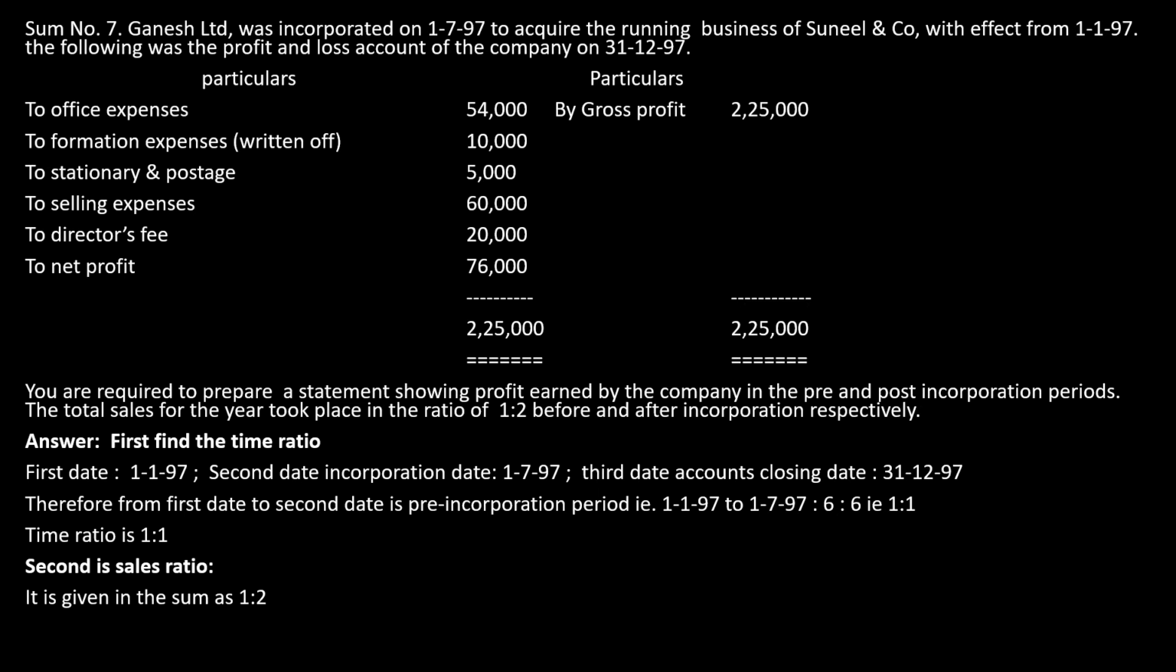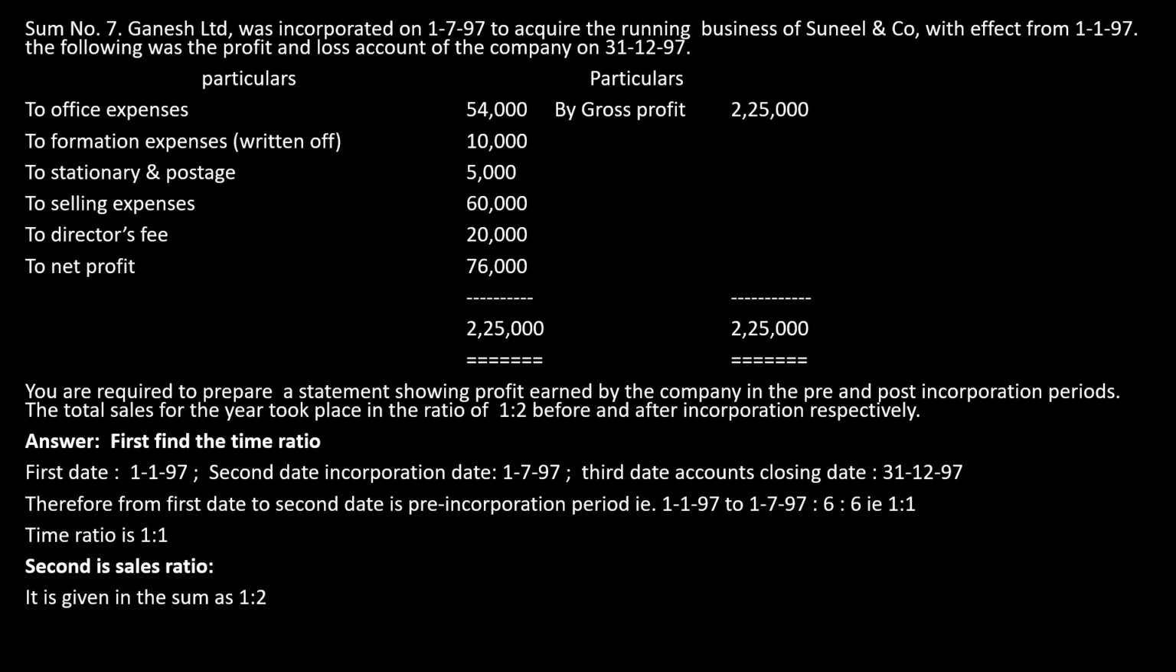On the debit side, you come across office expenses, formation expenses. Formation expense, what is another name? It is given there in the table in the previous slide. It is preliminary expense. Then stationery, selling expenses, director's fee. Then net profit, or gross profit is given there.